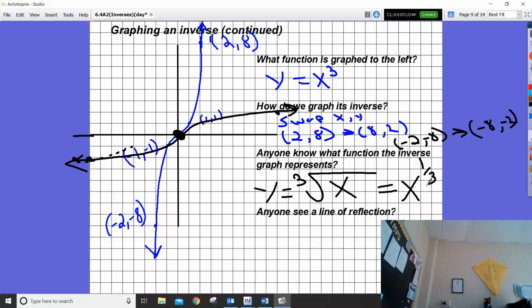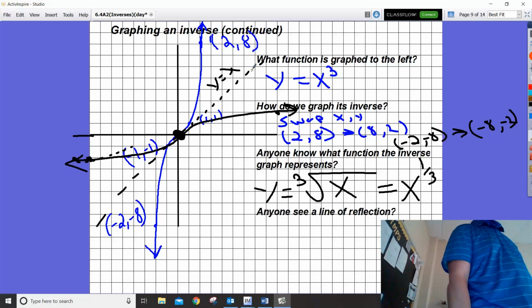Do you see a line of reflection up there? y equals x. You think you got that from the notes. But the line of reflection for all of these, the line of symmetry, is y equals x. My grid's a little bit off, but it's there. That's what you flip over. All right, anybody got any questions? Probably not.